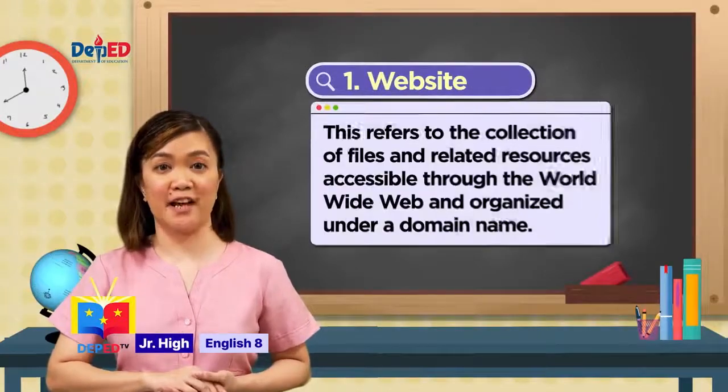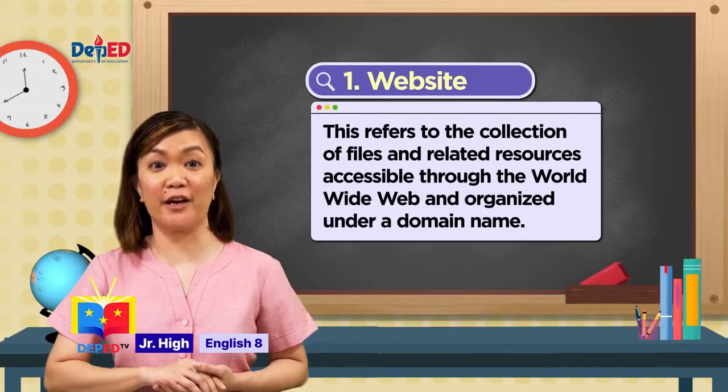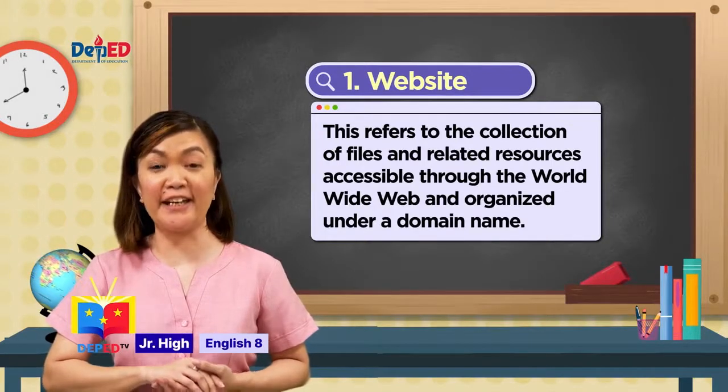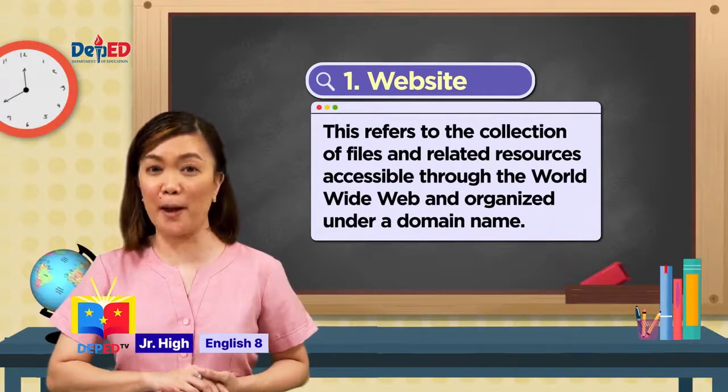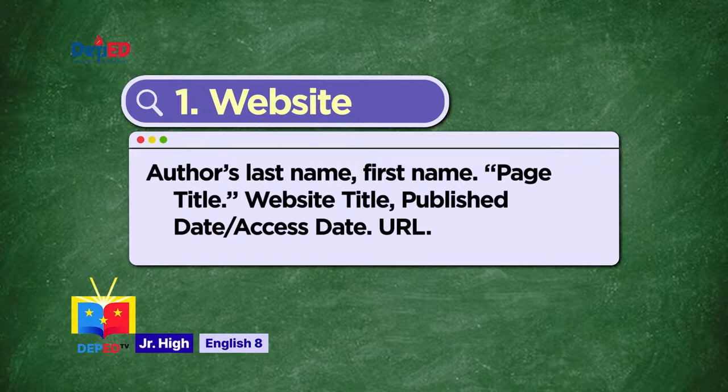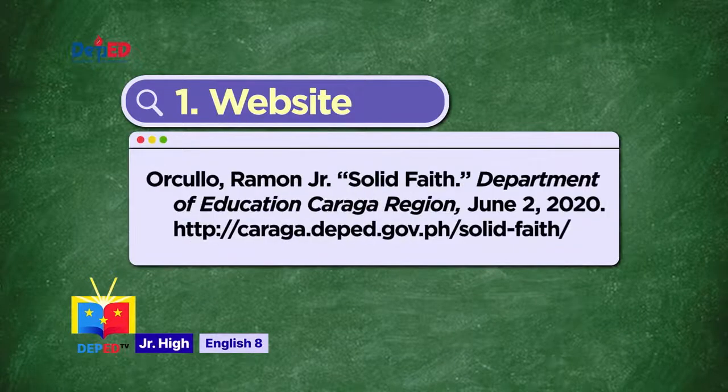Number 1. Website. This refers to the collection of files and related resources accessible through the World Wide Web and organized under a domain name. And this is the format in writing a website bibliography. First, write the author's last name, comma, and then the first name, period, open quotation mark, page title, period, close quotation mark, website title, comma, publish date or access date, period, URL, period. Check out the website bibliography example.